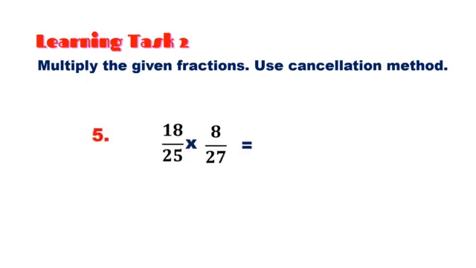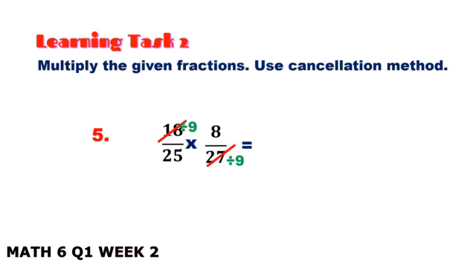Number 5, 18 over 25 times 8 over 27. You can cancel 18 and 27. And the common factor is 9. 18 divided by 9 equals 2. 27 divided by 9 equals 3. You cannot cancel 25 and 8. So let's multiply. 2 times 8 equals 16. 25 times 3 equals 75. So your answer is 16 over 75.